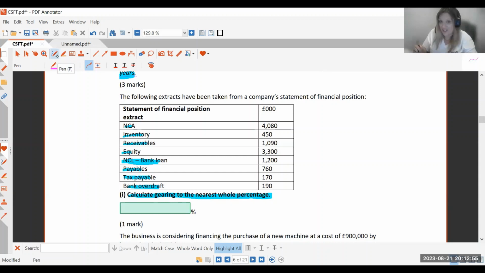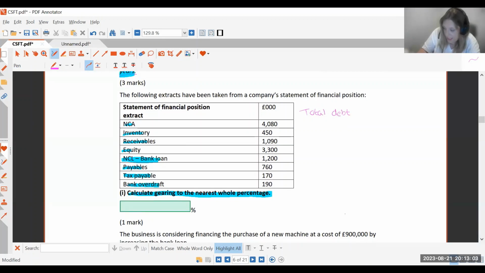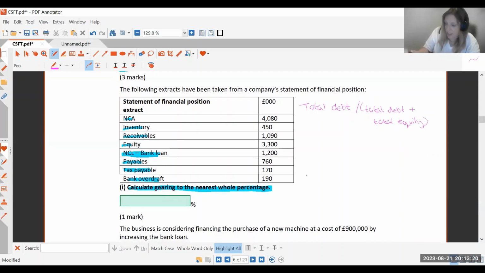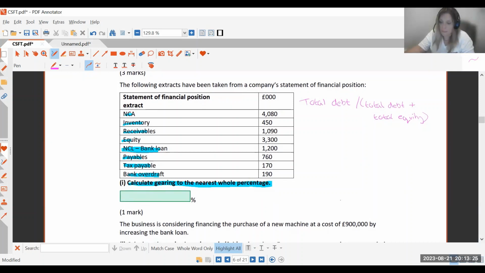Our gearing calculation in cash and treasury is always going to be total debt divided by total debt plus total equity. Okay, so our total debt, what do we think our total debt is? What would you pull off there for total debt? No pressure. Should I give you a clue? Yeah? Okay. That's absolutely fine.